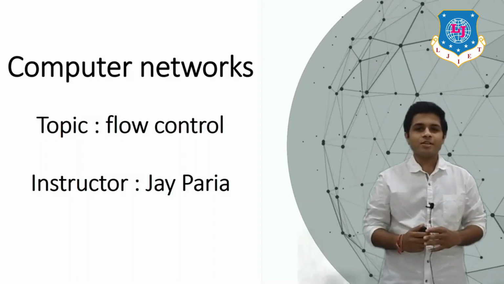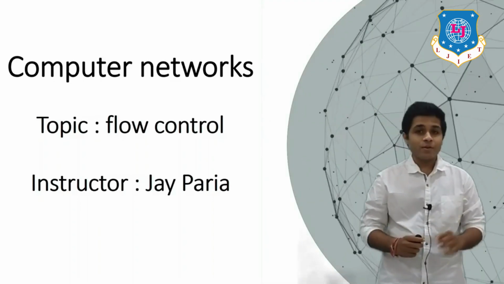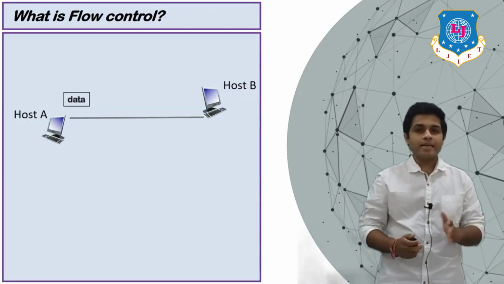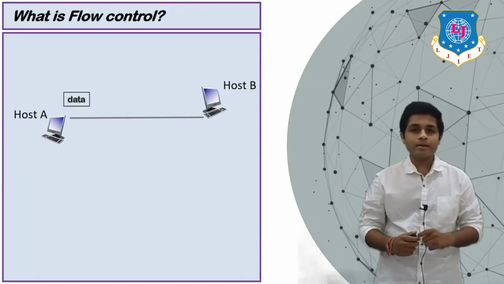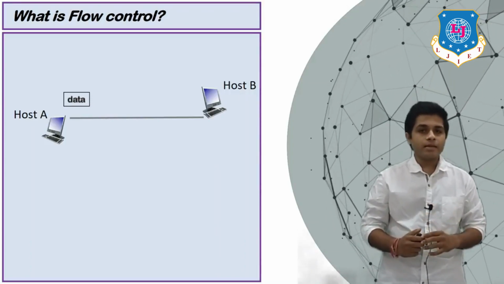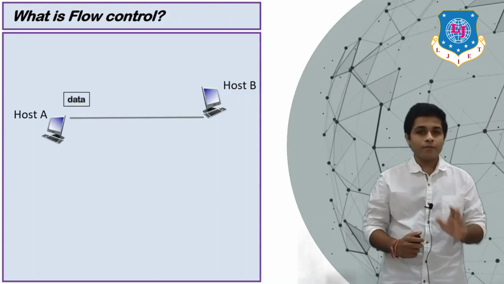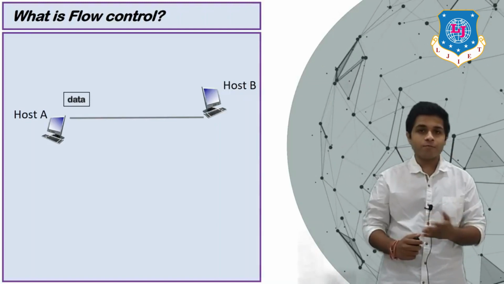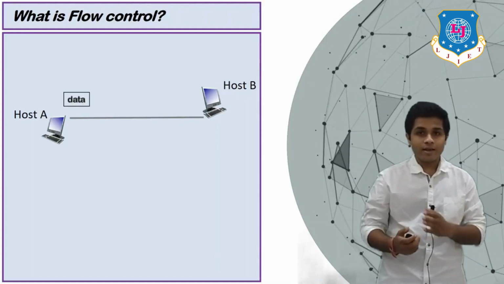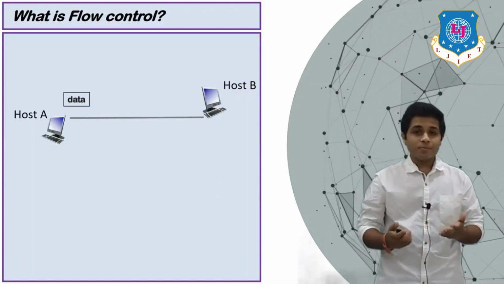Hi everyone, this is Jay, your instructor for computer networks, and in today's session we will discuss what is flow control. So let's start. You can see that two devices A and B are connected via a link. Suppose A is sending data at 10 Mbps and B is receiving data at only 2 Mbps. You can clearly understand that the rate of sending data of A is very high compared to the receiving rate of B. So most of the data sent by A will be lost at receiver B and only a small portion will be received. So that is problematic, right?